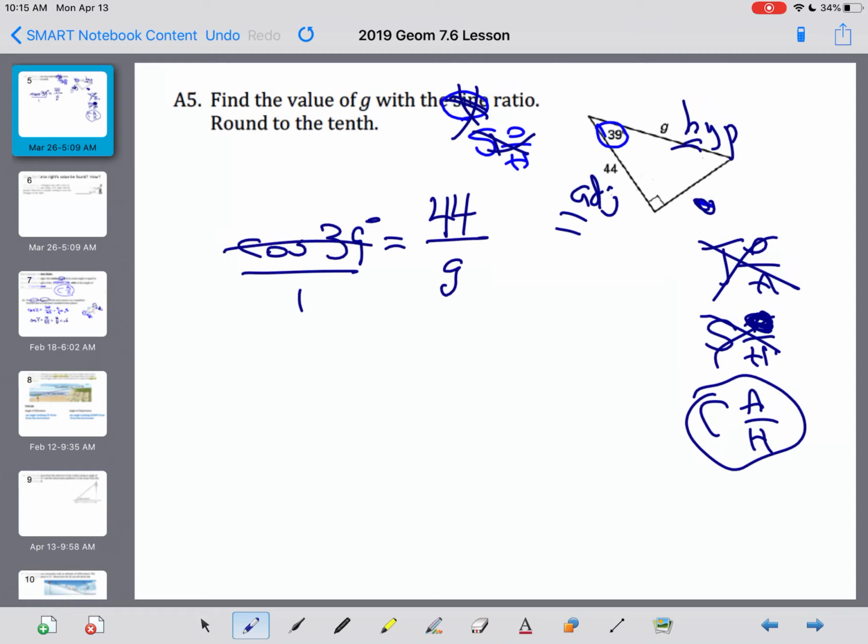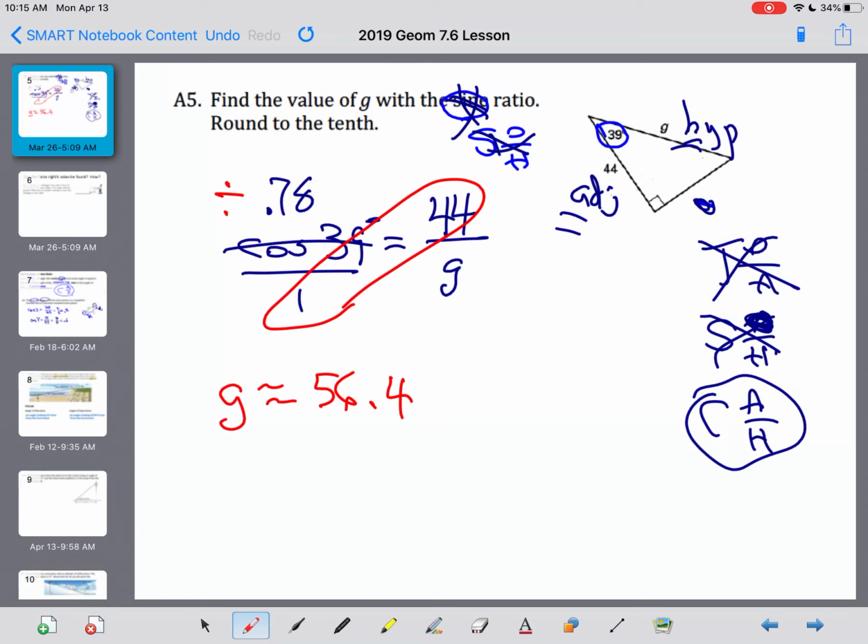So again, looking up cosine, hitting COS on the calculator and then 39, I get 0.78. Then I switch over to do my proportion work. I multiply, divide by that. So I get G equals approximately 44 divided by 0.78, and I get 56.4. No units on here for my answer. So that wraps up the normal problems here with sine and cosine.